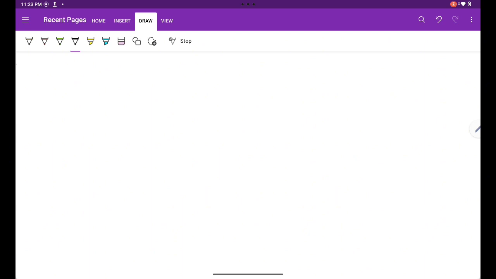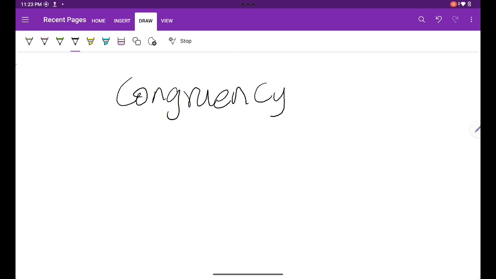I want us to look at congruency. Now, congruency, let's look at it between two triangles. When we say two triangles are congruent, we mean that the two triangles are equal in everything. By everything, I mean angles and sides.